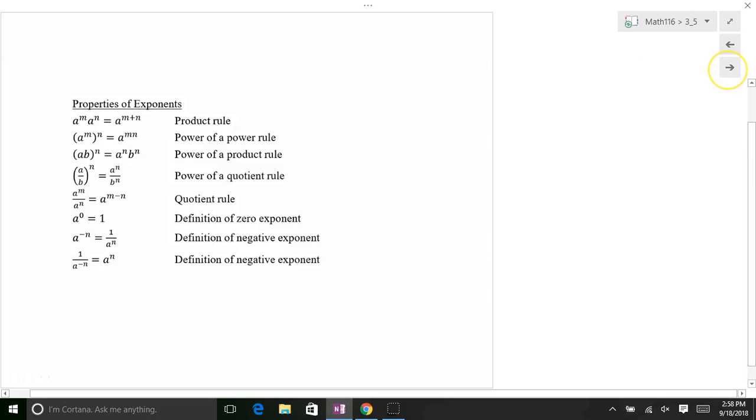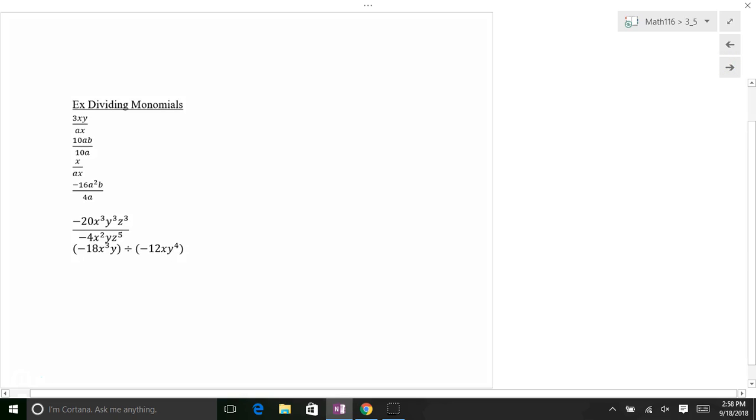And let's remind you about the rules, first of all, for the product rule, power rule, power of a product, power of a quotient, quotient rule, definition of zero exponent, and the definition of a negative exponent, including when the negative exponent is in the denominator. Okay. So let's start working with some of these examples.